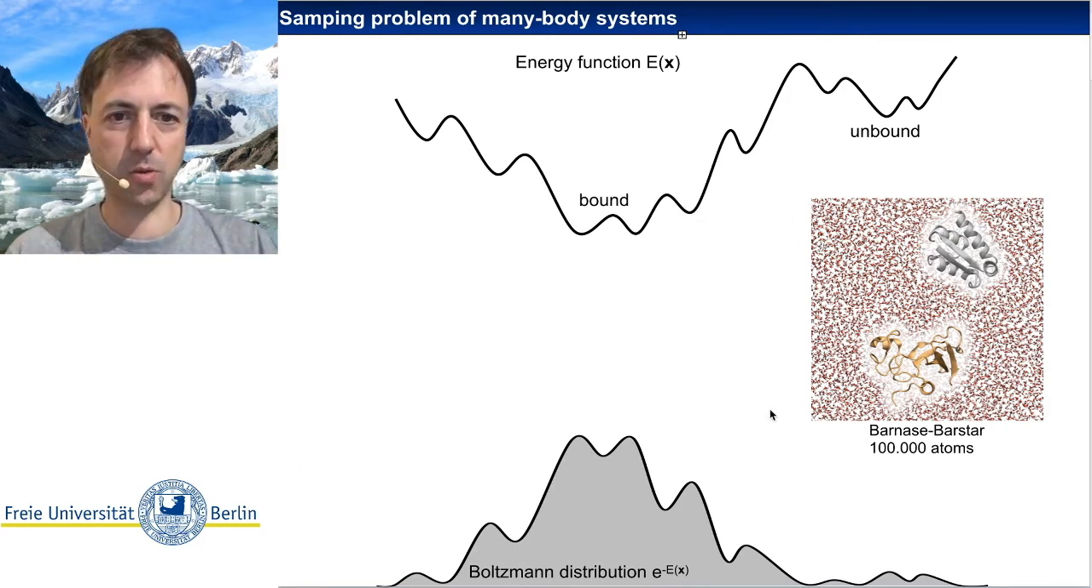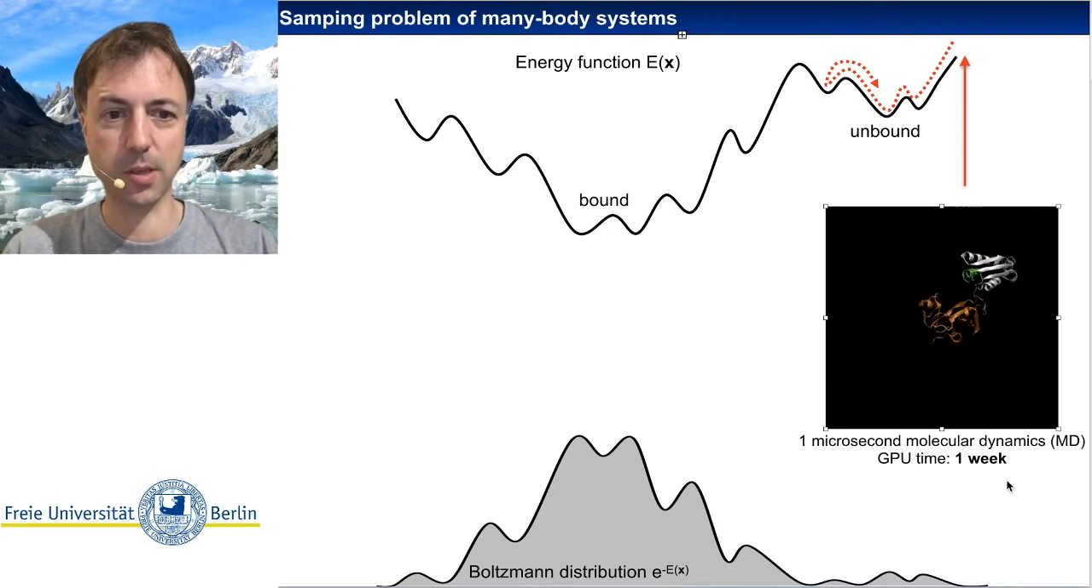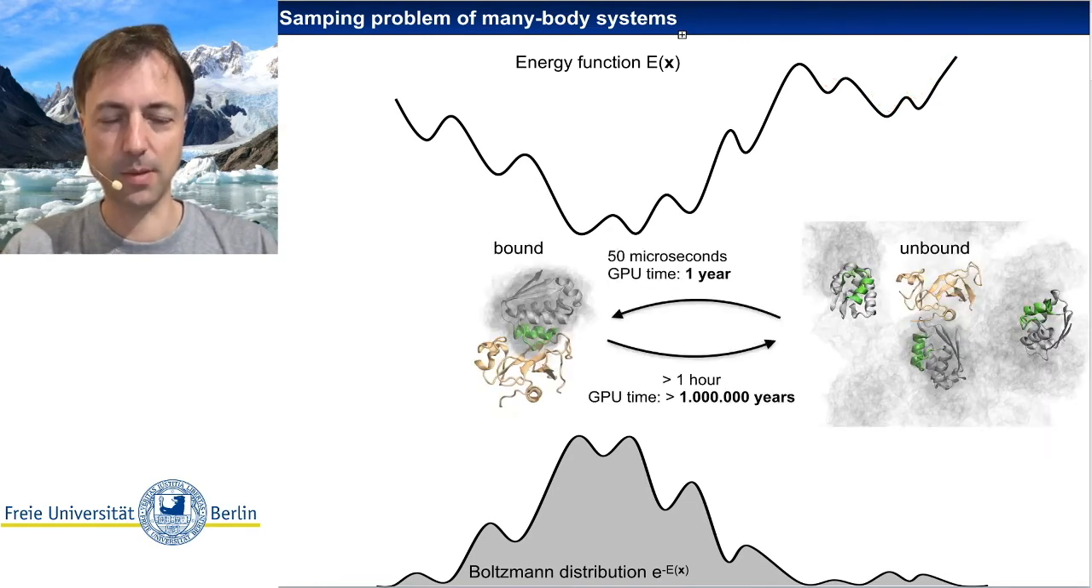We can simply do all-atom molecular dynamics simulation of this system, which is basically some sort of diffusion in this energy landscape. There are very efficient programs for this. If we run them on a state-of-the-art GPU for 1 week with this system, we get about 1 microsecond of simulation data. If we do that 50 times, so for 1 GPU year, we get a single binding event for this system.